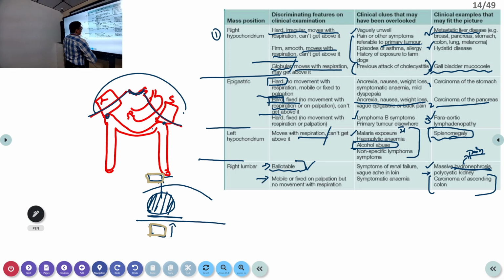Okay. It may be mobile or it may be fixed. If it is an ascending colon malignancy, it will usually be fixed. The ascending colon does not have a mesentery, so a malignancy arising from it will be fixed.